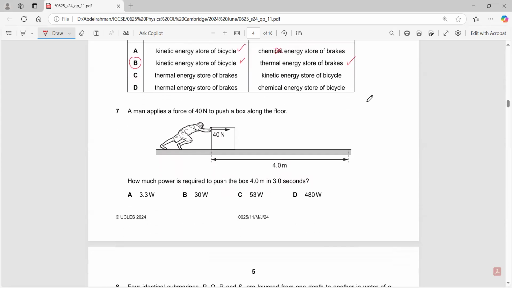A man applies a force of 40 newtons to push a box along the floor. How much power is required? So we know that power equals energy over time or work done over time. Basically, what is the work done? It's force times distance over time. So basically, all you need to do is say 40 times the distance moved, 4, divided by 3, which is 53.333 watts.